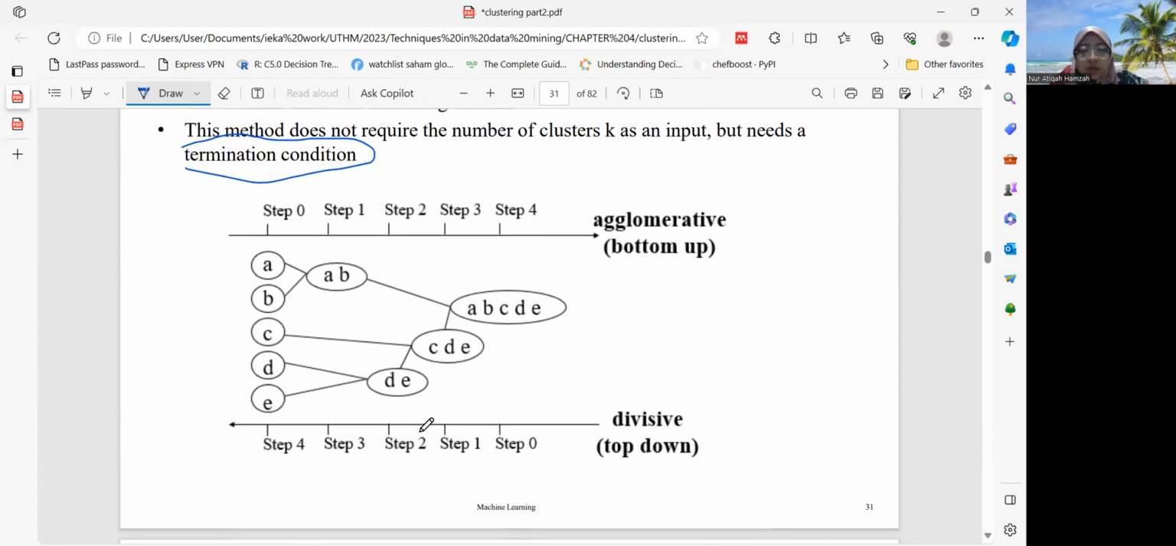Okay, so kalau kita tengok kat sini, awak boleh nampak, this is step 0, 1, 2, 3, 4. This is for the agglomerative part. Okay, it is bottom up. And then the bahagian bawah, okay, we have step 4, step 3, step 2, step 1, and step 0. It is divisive or top down. Okay, macam mana nak fahamkan ni?